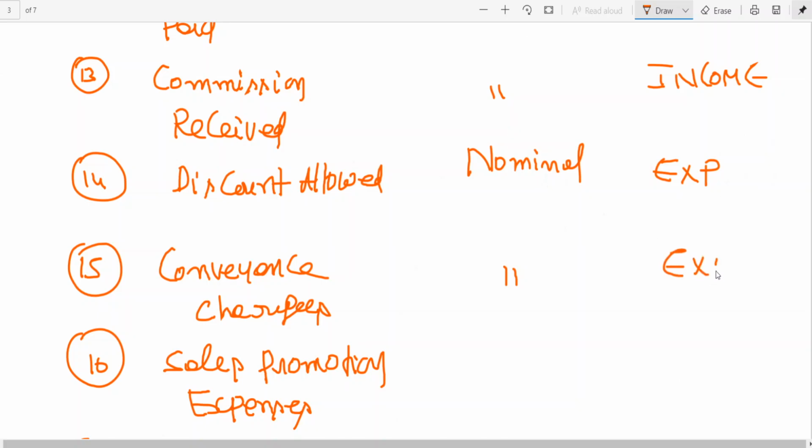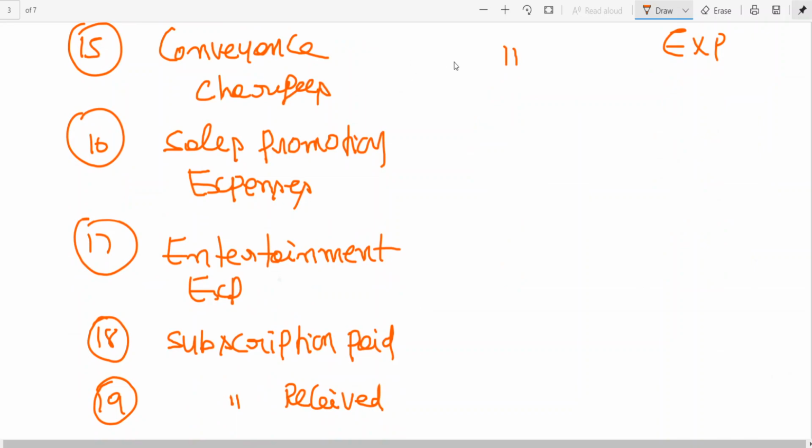Sales promotion, you know, when a product is launched, you need to give publicity. It is an expense. Expense is nominal account. Entertainment, for those people who come to you, the guests of your business, you need to give entertainment by organizing some party, something like that. Entertainment is an expense, a nominal account. Here it is expense only.